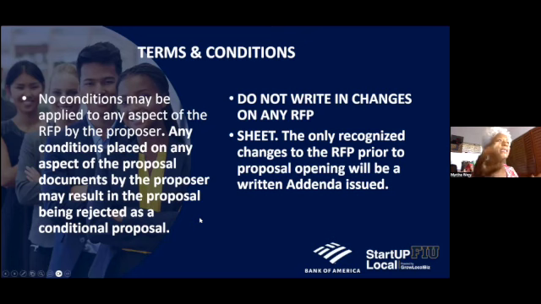You cannot decide, oh, I saw something, so now I'm going to write in that I'm taking exception to this special condition, because that's going to take you out. You cannot write any changes on the RFP, because if there was a concern, you should have brought it up to the contracting people in the beginning, and they would have issued an addenda to clarify. The only changes are made through addendum or addenda, period, and only by the contracting office. Now, as a proposer, you can bring it to them.